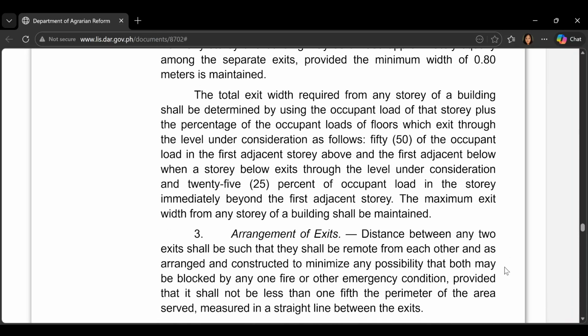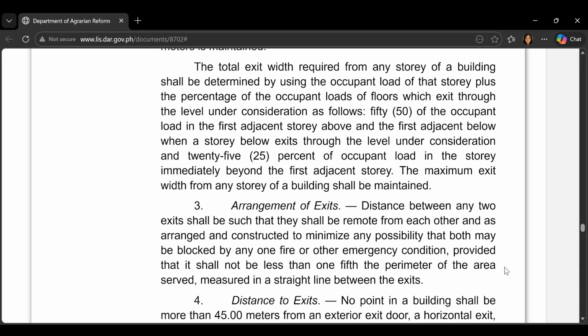3. Arrangement of exits. Distance between any two exits shall be such that they shall be remote from each other and as arranged and constructed to minimize any possibility that both may be blocked by any one fire or other emergency condition, provided that it shall not be less than 1/5 the perimeter of the area served, measured in a straight line between the exits.